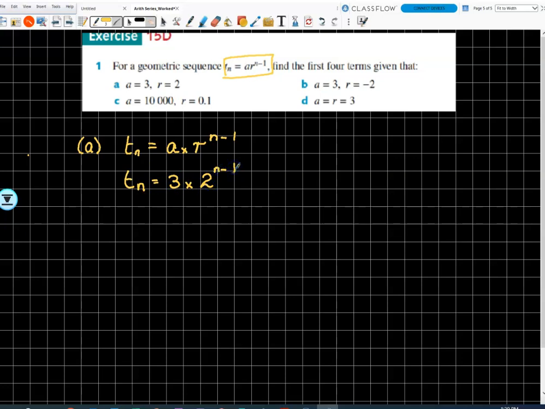So if I now want my first 4 terms, when n is 1, T1 will be 3 times 2 to the power of 1 minus 1, which is 0, and anything to the power of 0 is 1. 1 times 3 is 3. When n is 2, T2, so it's just subbing: 3 times, ratio is still 2, to the 2 minus 1, which is 1.